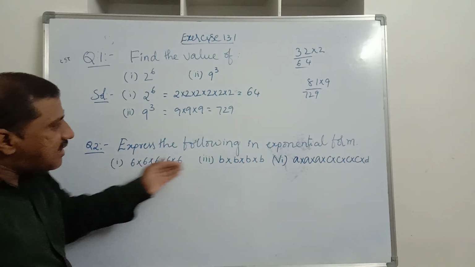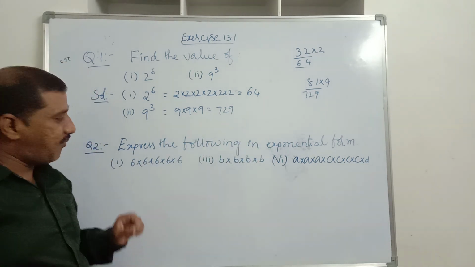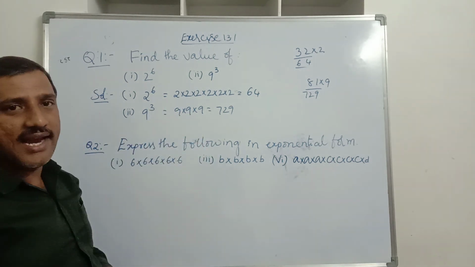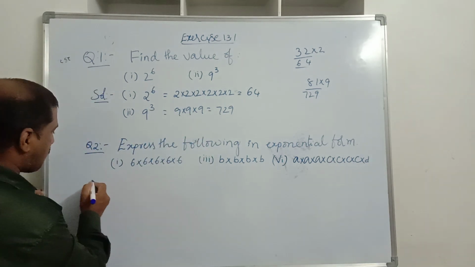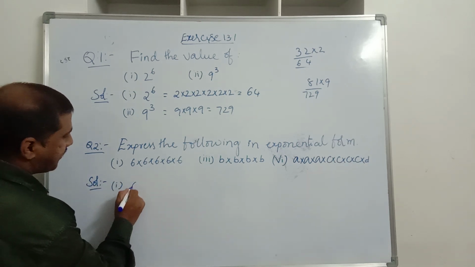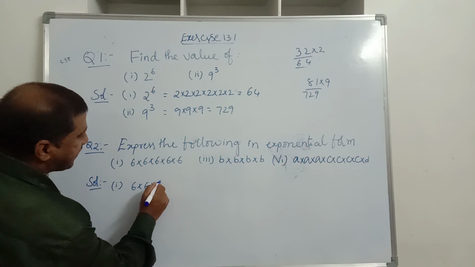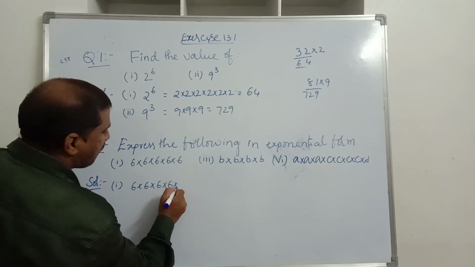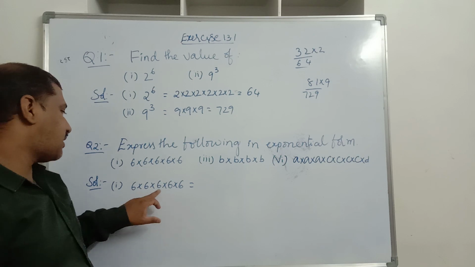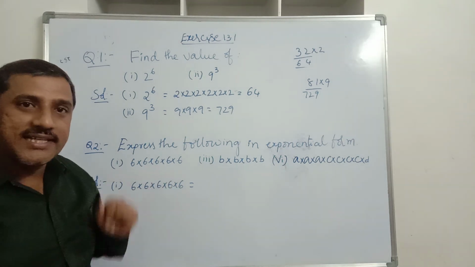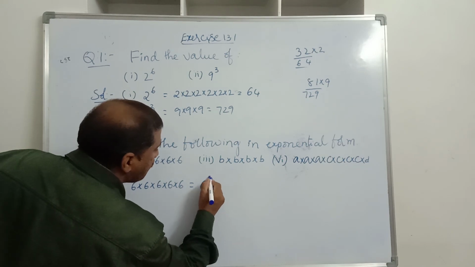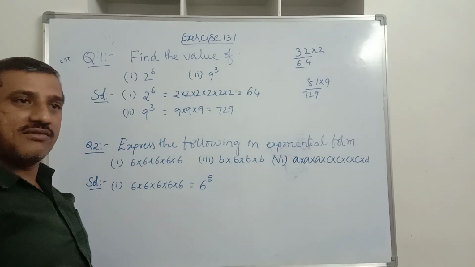Now express the following in the exponential form. Here the expanded form is given. That expanded form we should write in the exponential form. How to write this exponential form? See the first sum. It is 6 into 6 into 6 into 6 into 6. 5 times 6 is multiplied: 1, 2, 3, 4, 5. 5 times 6 is multiplied. Therefore, it can be written as 6 to the power of 5.